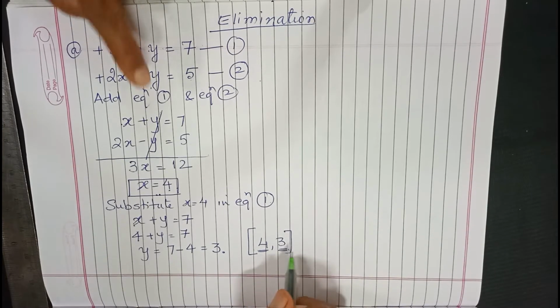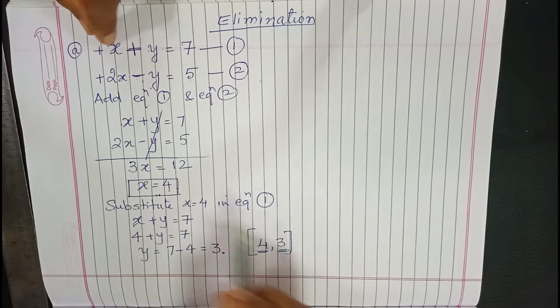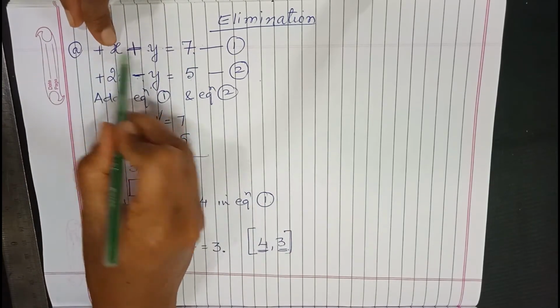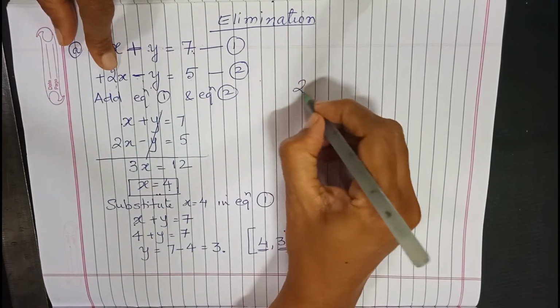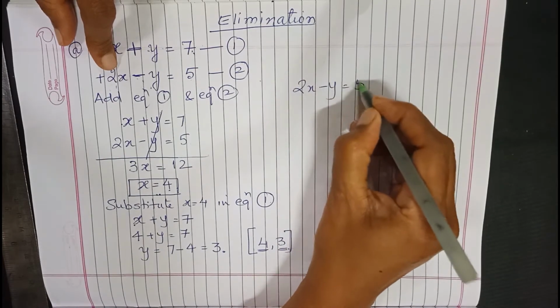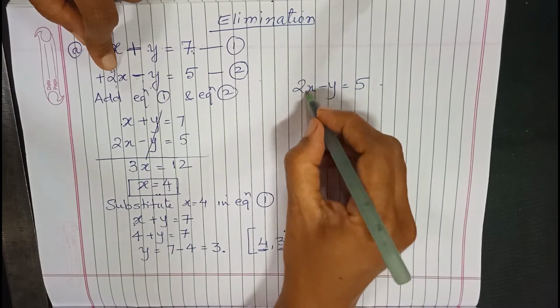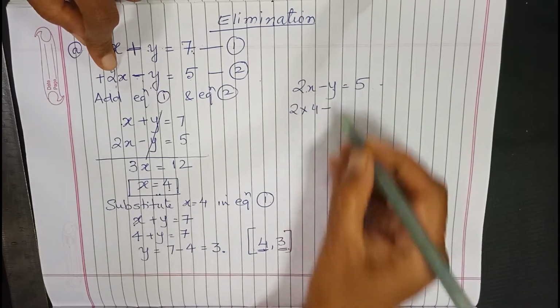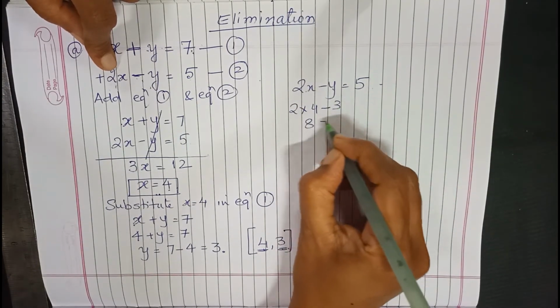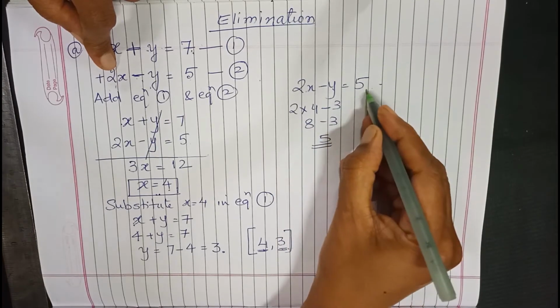Now let's just check out whether it solves both the equations. x plus y is 7. So definitely 4 plus 3 is 7. Now let's take the second one, 2x minus y. When I substitute this value, I should get the answer 5. So when x is 4, that is 2 into 4 minus y is 3. So 8 minus 3. So I am getting 5, which is the right hand side.